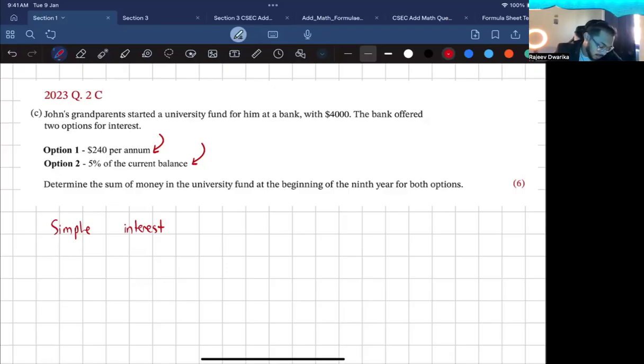So what do you think option two is? 5% of the current balance. So that means every year you find 5% and add it. And the next year, 5% of the new balance. Yeah. So that's compound interest. So we have simple interest and compound interest.